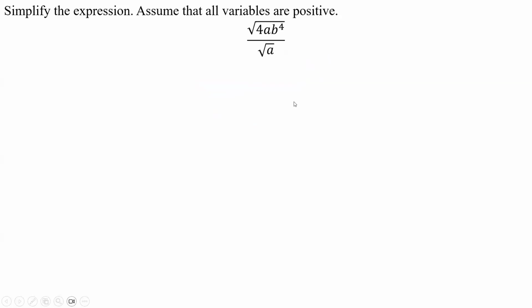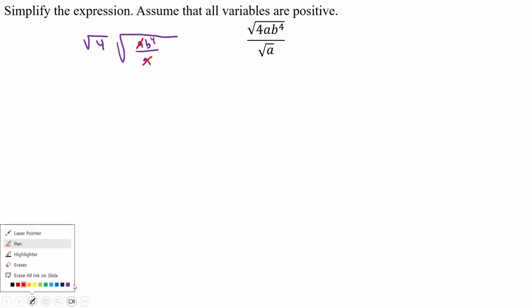All right, here we're supposed to simplify the expression, assume all variables are positive. All right, so let's rewrite this all under kind of different things. So let's say, well, we want the square root of 4 because it's a number by itself. And then everything else is going to be all by itself. So we'll have a b to the fourth over a, and we can do that. Now, if we can simplify, that's the best thing possible. So a cancels a, so we don't have any a's left.